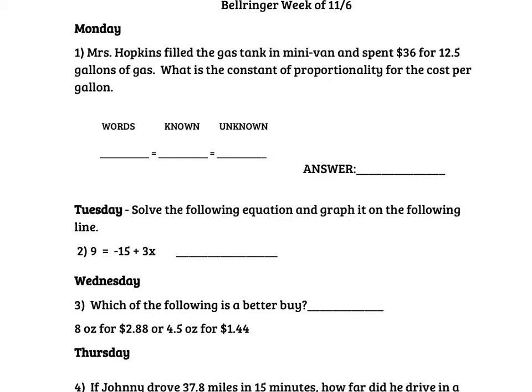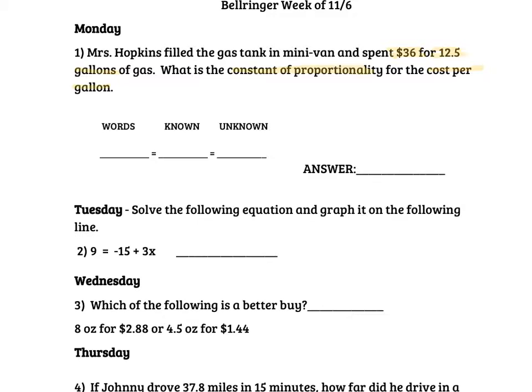Okay, number 1. Miss Hopkins filled a gas tank in a minivan and spent $36 for 12.5 gallons of gas. What is the constant of proportionality for the cost per gallon? Okay, so we're looking at this. We're going to go constant. We're going to highlight 36, 12.5 gallons, constant of proportionality, cost per gallon.